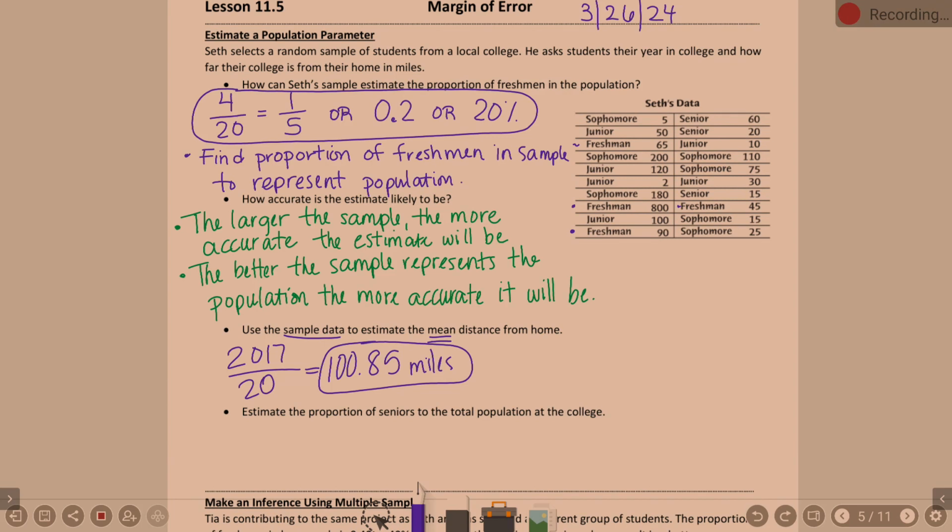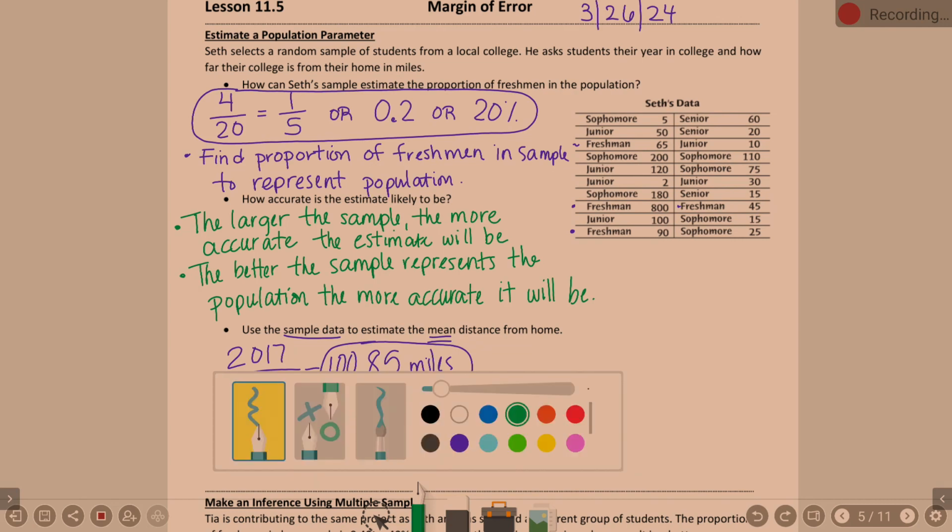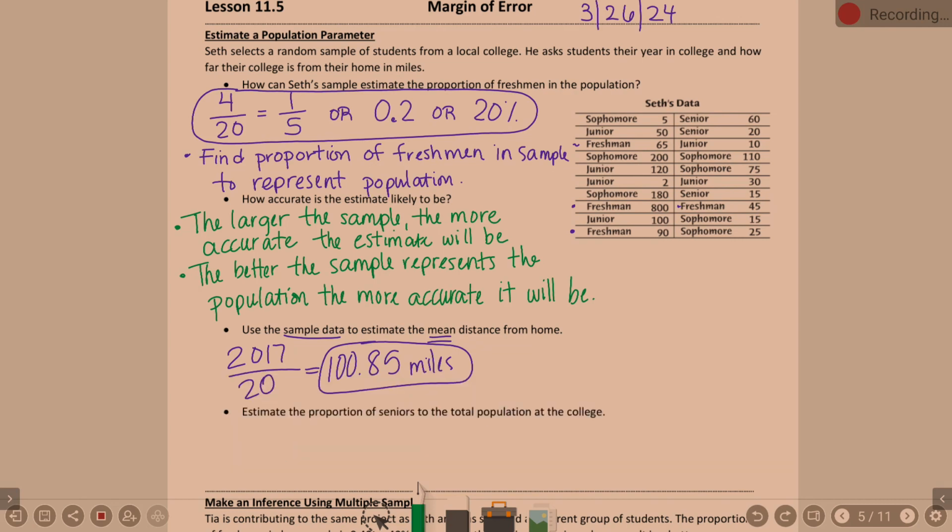Okay, last one on this particular section. Estimate the proportion of seniors to the total population at the college. What are we doing here? Okay, number of seniors divided by the total. How many seniors are we seeing? 3. Just 3? Oops.